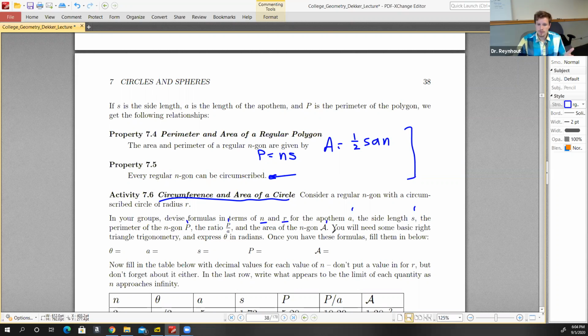We're going to have to use some trigonometry to help us out with that. And then, we take the sine or cosine of an angle. So to help us out, we also need theta in terms of r and n. Of course, r won't come into play for that. So I'm going to help us out. We'll find theta and we'll find a, and then I'll leave it for you to find s, p, and a. So the side length, the perimeter, and area.